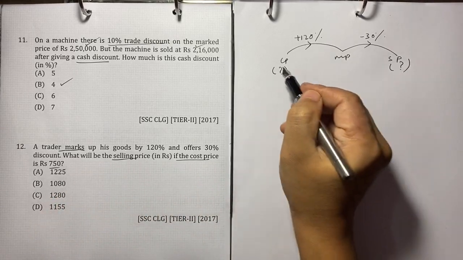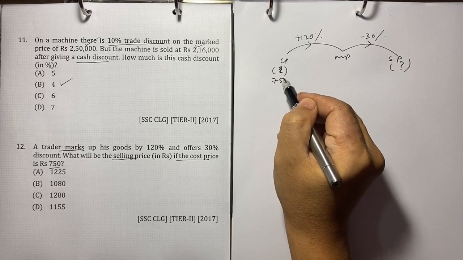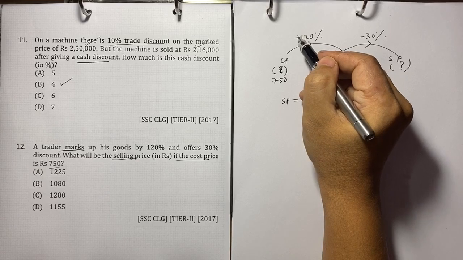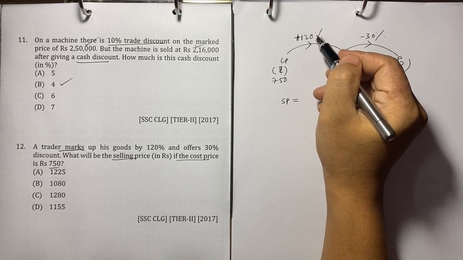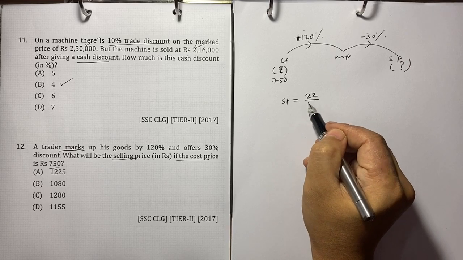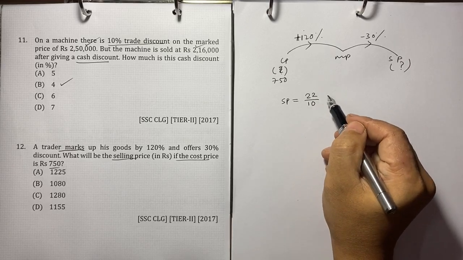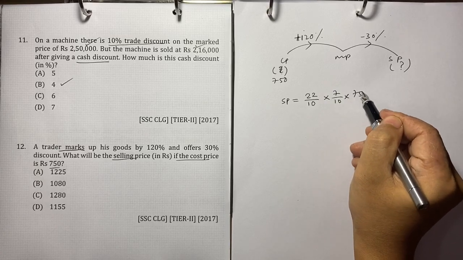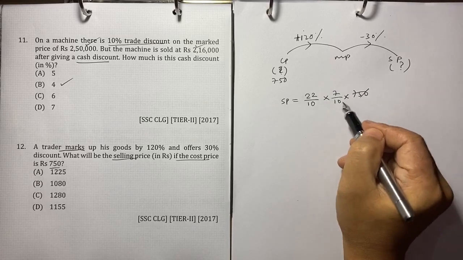The question says the cost price is 750, so the selling price will normally be 120% markup, which means the increase is 100 plus 120, 220%. Get it? So this into discount, this into 750.